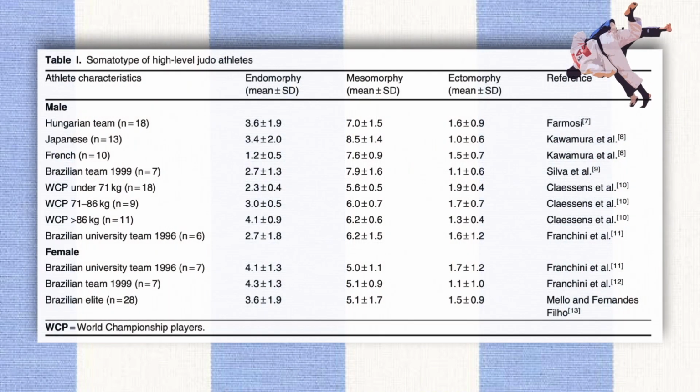Body type and body composition. In judo, as occurs in any other combat sport, where competitors are divided by weight classes, optimal body composition is a major concern. Thus, the athletes attempt to maximize the amount of lean tissue, minimize the amount of body fat, and minimize total body weight.